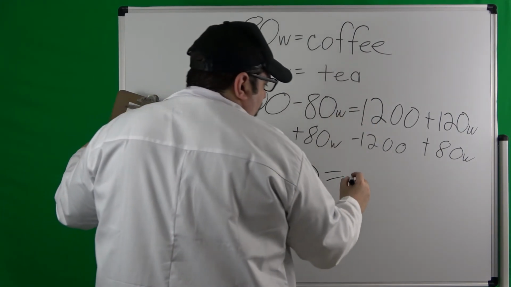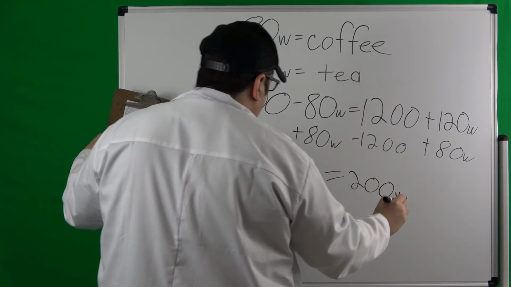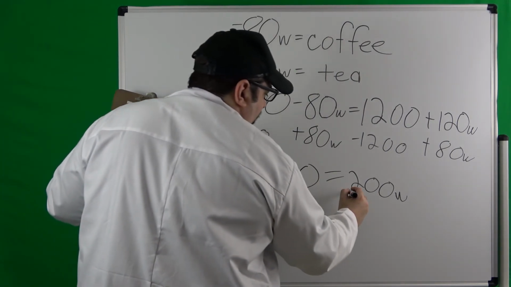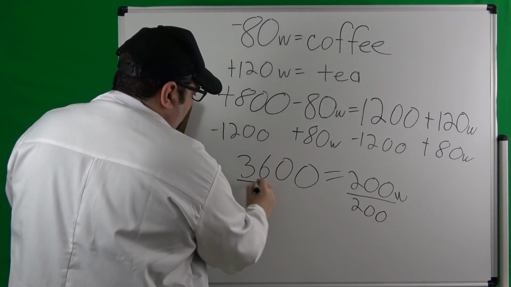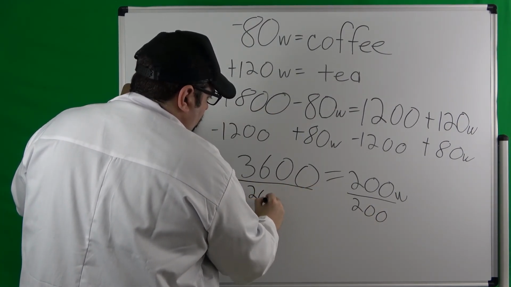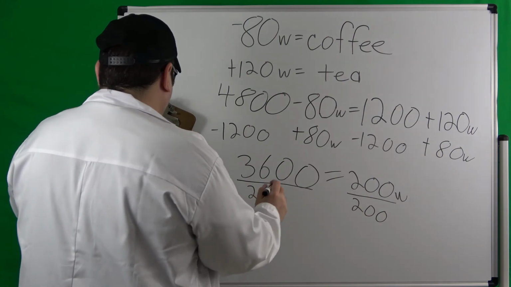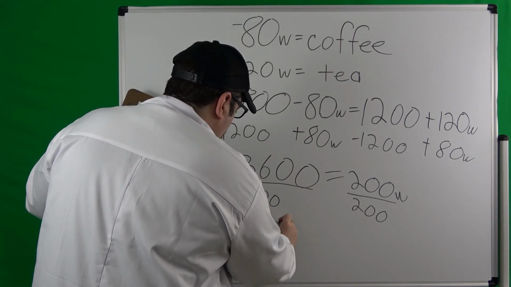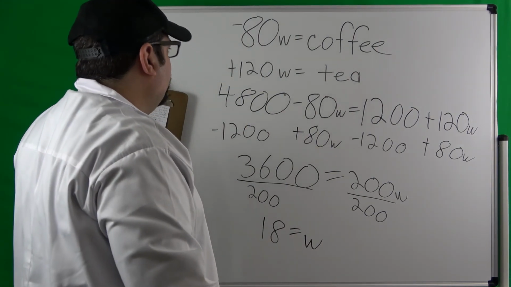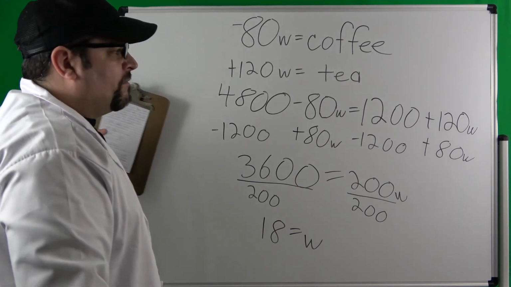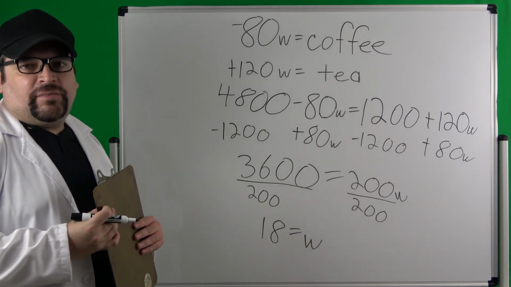equals 120 plus 80, that would be 200W. Okay, divide by 200. And what do we got? What's 3,600 divided by 200? That would be 18. 18 weeks. So there you go. That's what you would put if that was what they were asking in that question. Not too bad.